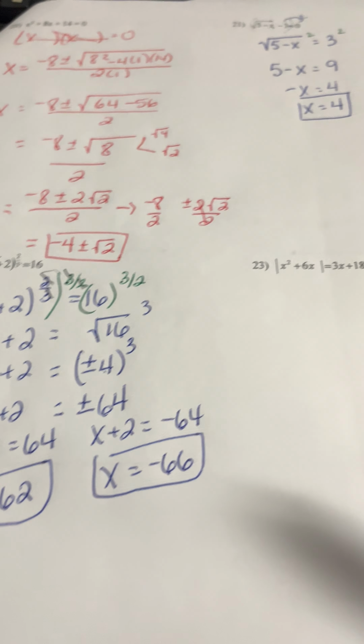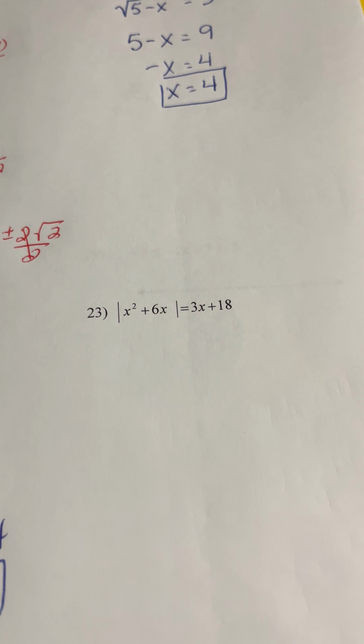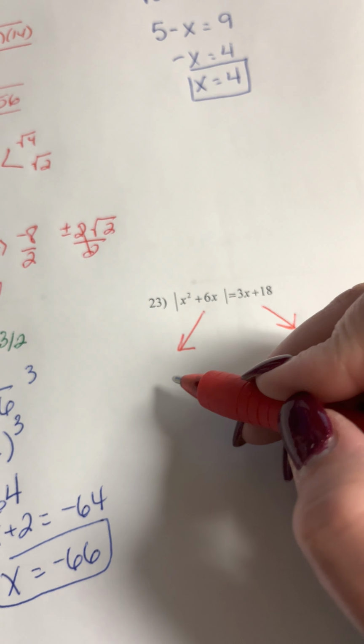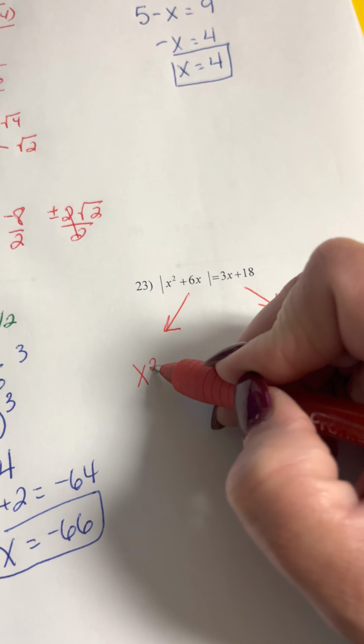And then for our last problem here, we have an absolute value. So we have to write this as two separate equations. One that's in the positive direction. So when that happens, the only thing that happens is we just drop the absolute value symbols. And then the other one in the negative direction, we're going to take the negative of that whole side.